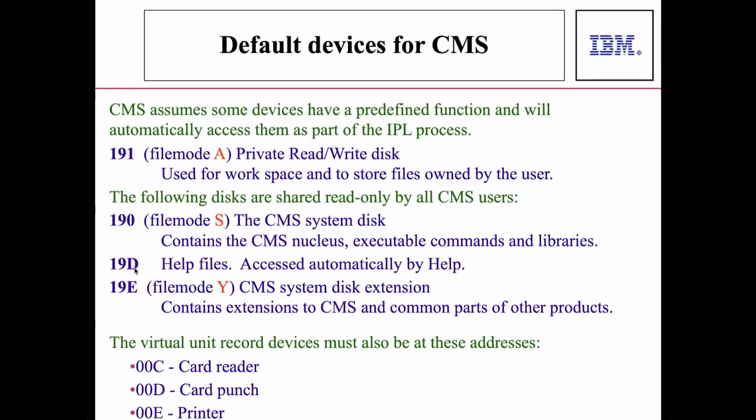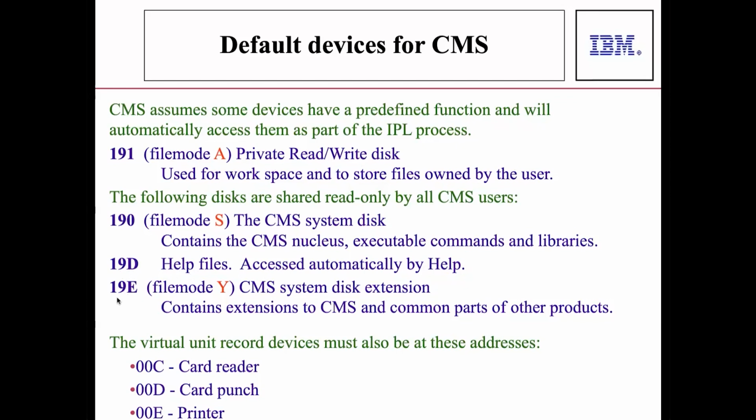And then the other ones we have as part of the common part, the ones that are shared by everybody: 19D, or 19dog, is where the help files are. So when you type help, the help command basically accesses that disk at some free, unused file mode and shows you those files. You don't really need to worry about it, but you'll see it there.